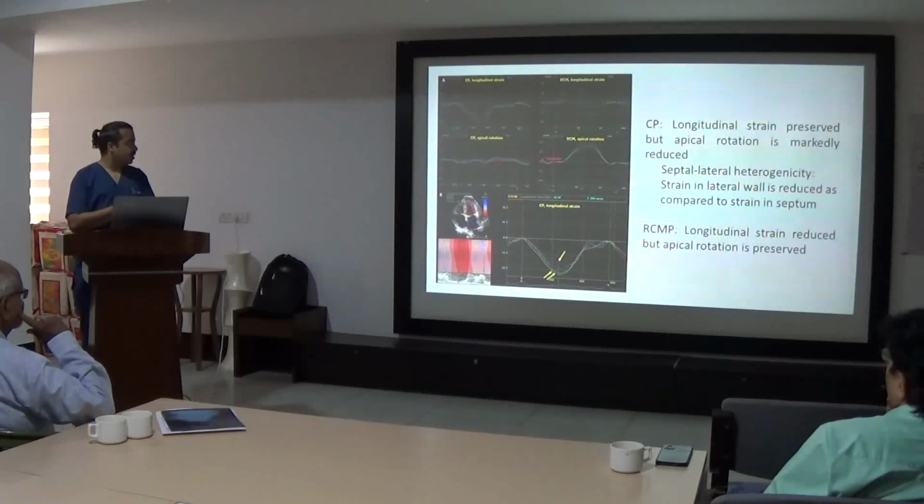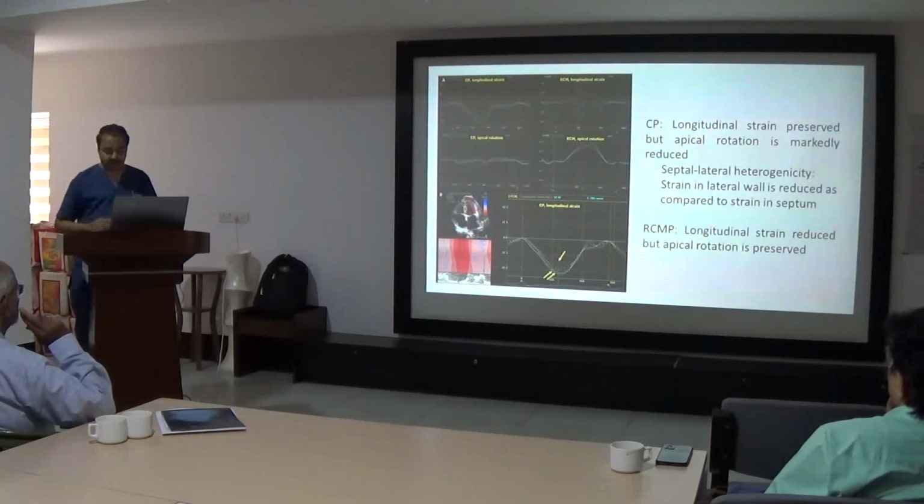Versus apical strain is impaired. Longitudinal strain remains patent or remains normal. Apical strain remains absent. While in restrictive cardiomyopathy, longitudinal strain goes haywire. This yellow line or basal septum goes upside. This red is there, green is there. So there is dyssynchrony in restrictive cardiomyopathy. It is a disease of the myocardium.